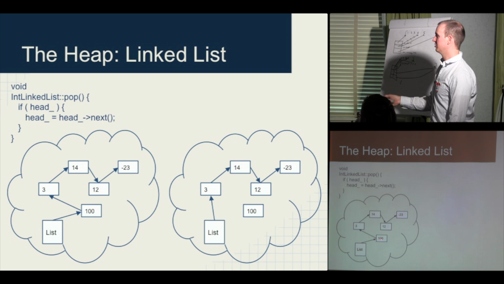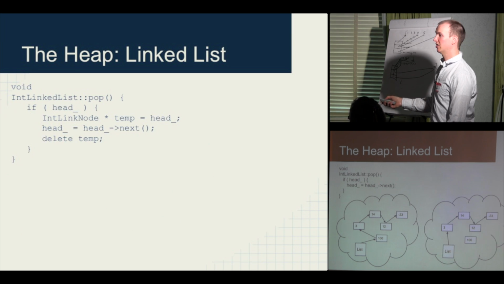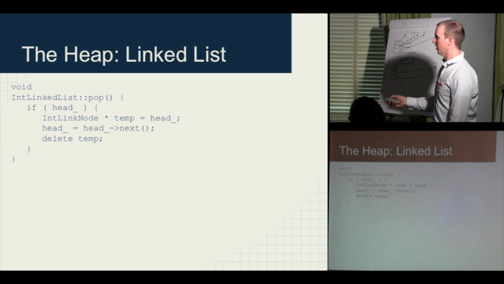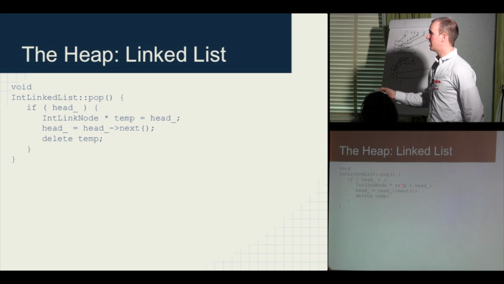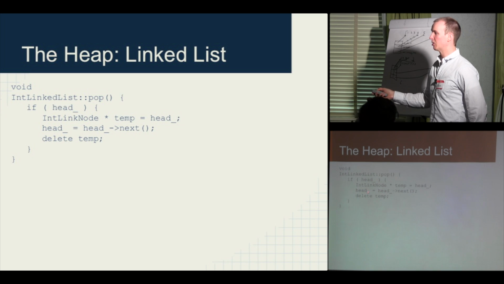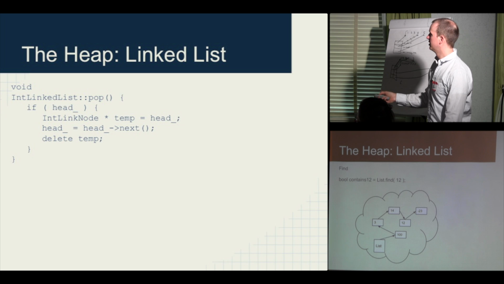You modified head so it's pointing at where 3 is, but you haven't done anything with 100. So the way that you have to deal with this is that first you need to keep a copy of that. You need a temp to point at head. You're going to change head so that it's now going to point at 3, so you've got this temp that's pointing at 100. And then you're going to delete the temp pointer. You're going to delete 100.